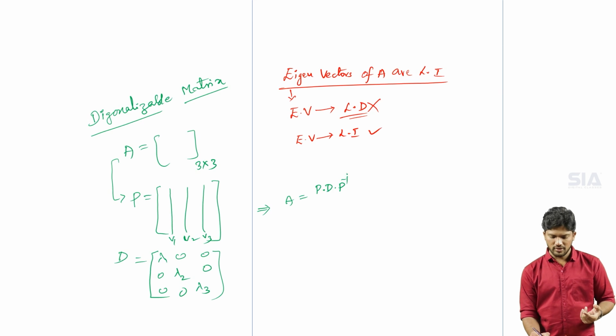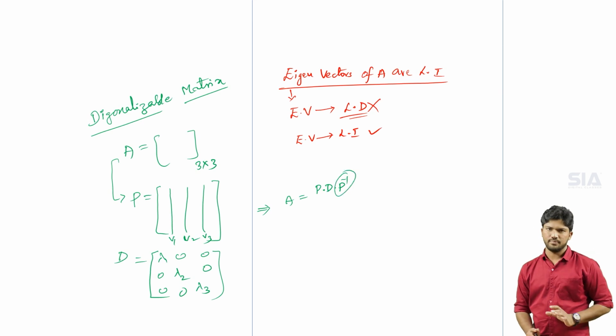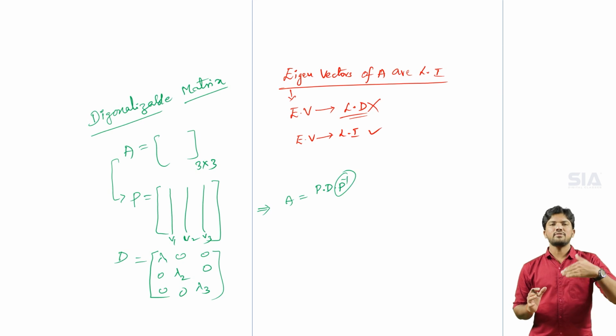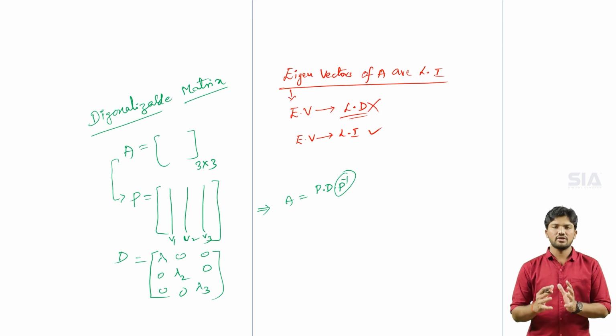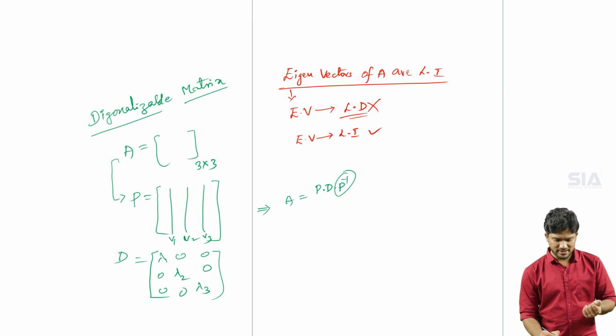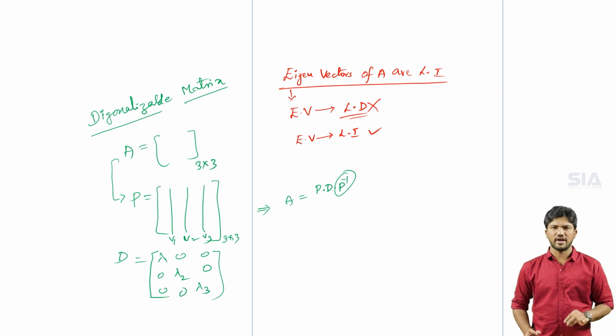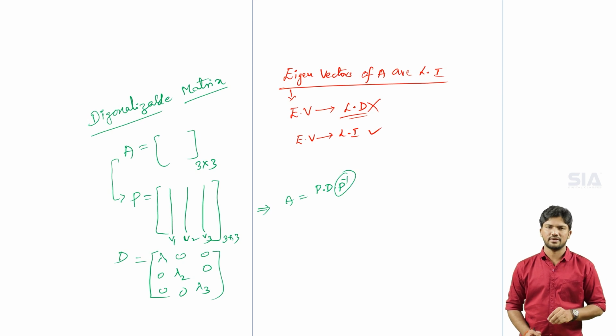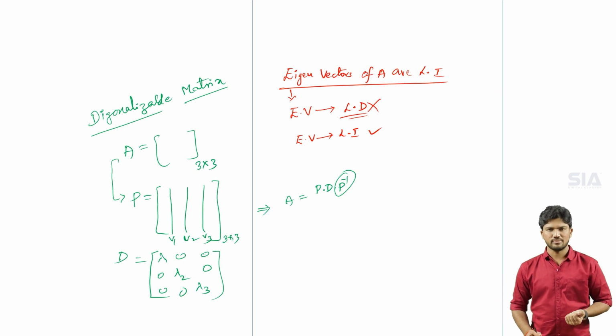For that condition, you have to find the P inverse also. But it is a time-taking process. Whenever you are going to find the P inverse, because here P is a 3 by 3 matrix, it will take at least 20 minutes to find the inverse. Why? Because we need to find the adjoint matrix of each and every element. So it will take some time.